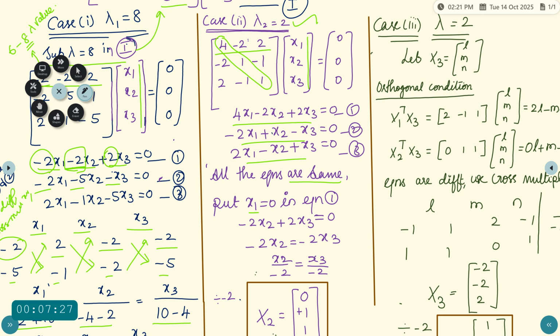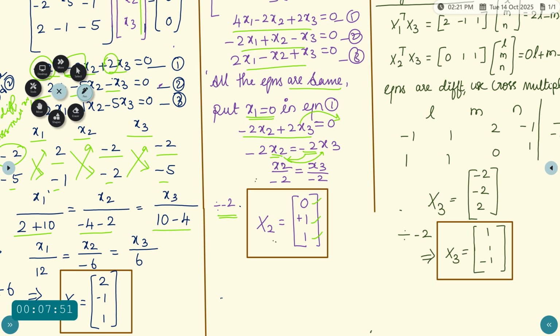So, I am going to take x1 as 0. Find the other two values. 2x2 plus 2x3 equal to 0. Taking it to the other side, minus x2, and the coefficient comes to this side, and x2 by minus 2. Finally, while dividing by minus 2, we are getting the answer 0, 1 and then 1.